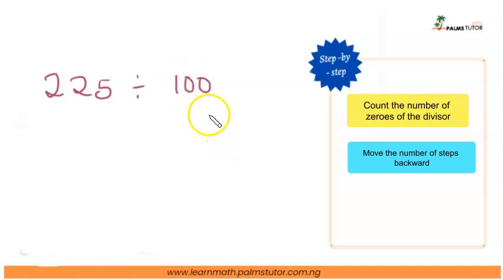How many bundles of 10s do I have in 100? It's 2, right? So 10 times 10 gives me 100. That's why I'm moving 2 steps backward. But quickly, you could just count how many zeros do I have at the back of 100? 1, 2. So that tells you how many steps you are going. So we say 1, 2. The decimal point stays here. So your answer will be 2.25.